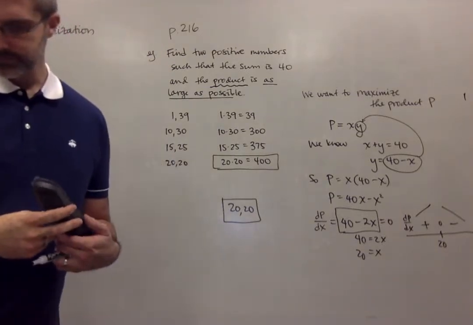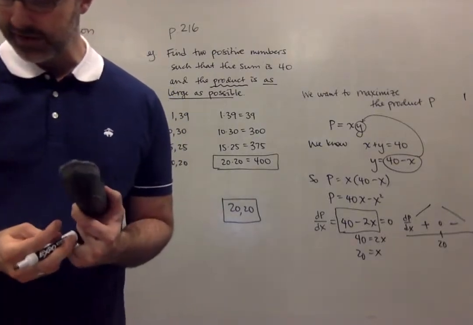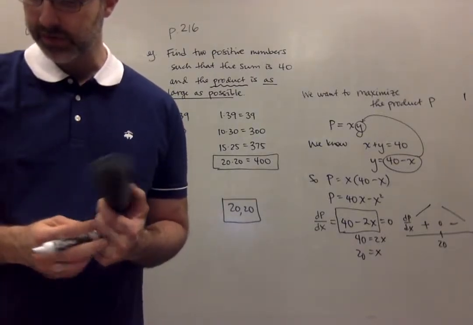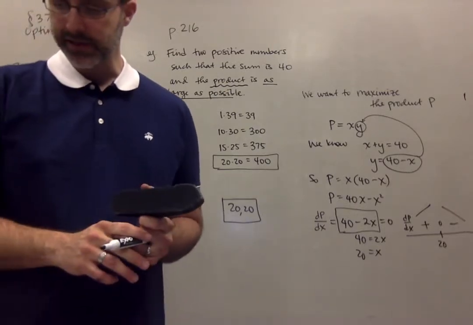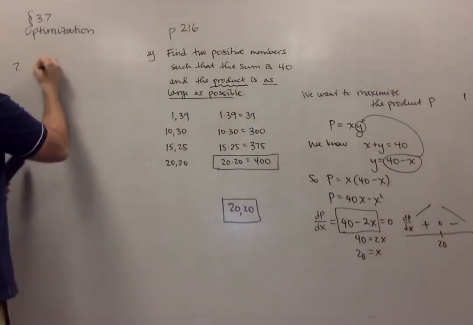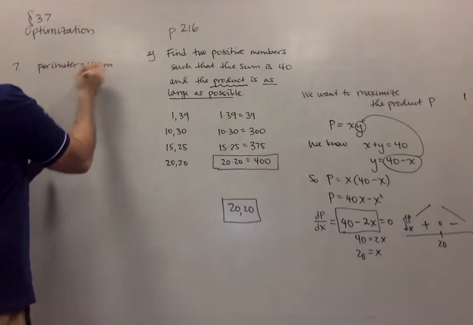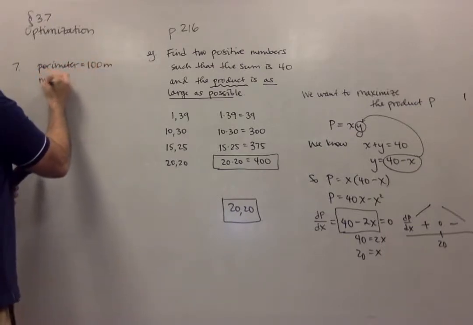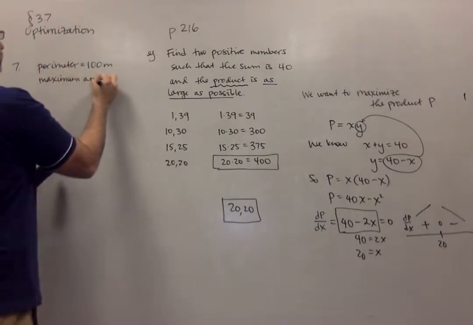All right. Number 7 says, find the length and width of a rectangle that has the given perimeter, in this case for number 7, 100 meters, and a maximum area. So I want a perimeter. So the perimeter is 100 meters, and I want a maximum area. And I have a rectangle.